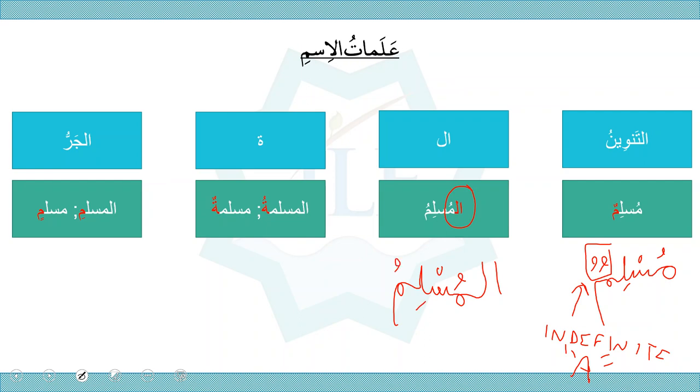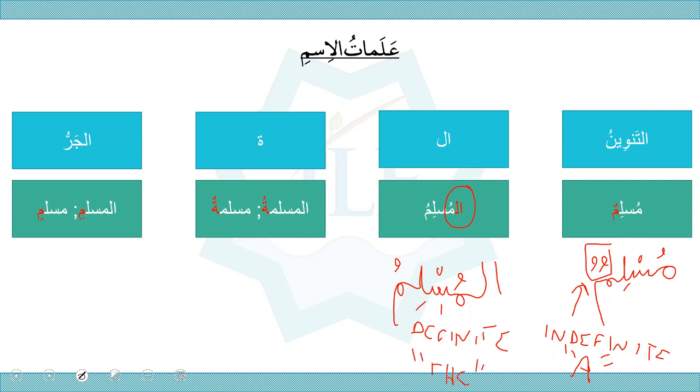Firstly, you add alif lam, and then you take away the tanween. So it becomes al-muslimu. And the meaning now becomes definite. And what does that mean? Definite. We'll talk about that in more detail later. But basically, it gives the meaning "the Muslim."